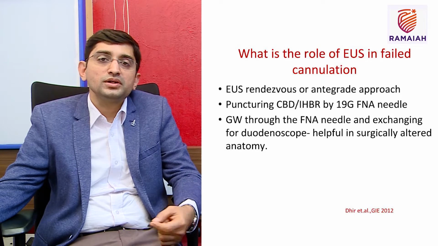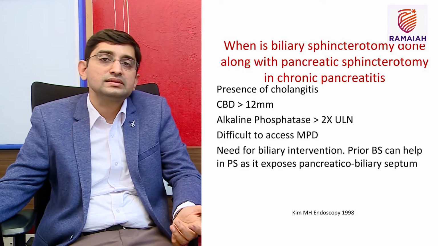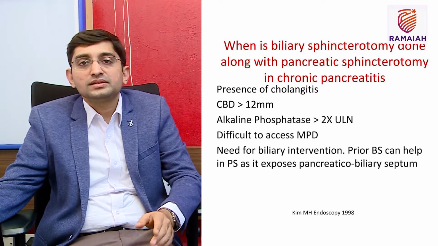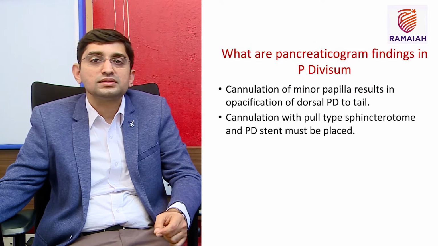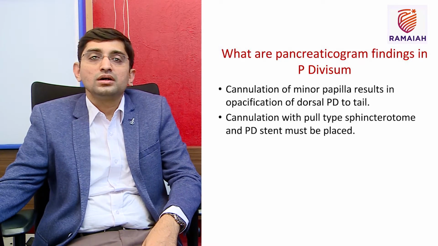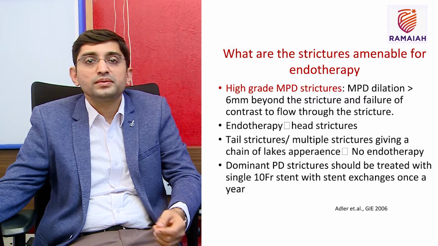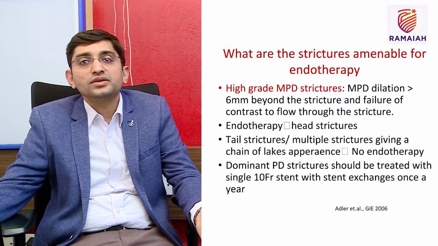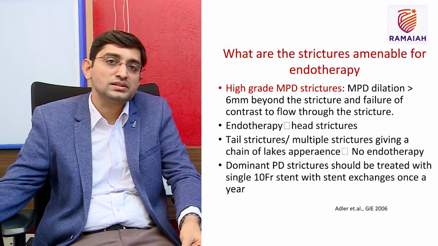In pancreas divisum, the most important thing is that the minor papilla results in opacification of the dorsal pancreatic duct up to the tail, whereas from the regular ampulla, you may not be able to opacify till the tail, so that duct will be a little smaller. Which strictures are amenable? Head and body strictures are amenable, because for tail strictures it's always better to undergo surgery. Multiple strictures will also be difficult for endotherapists, because we are working at 1 meter plus another 20 centimeter distance, so the amount of pressure that we can generate might be a little lesser. So if there are multiple strictures or tail strictures, endotherapy is a definite no.